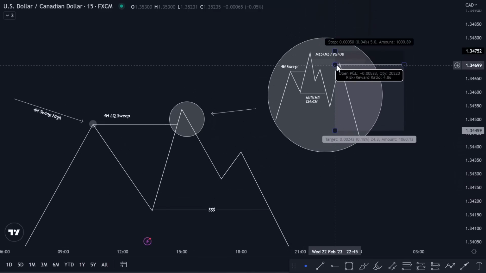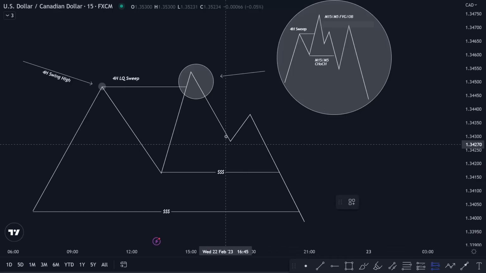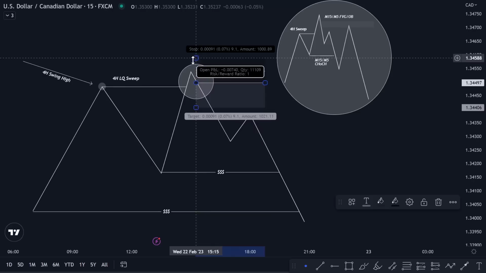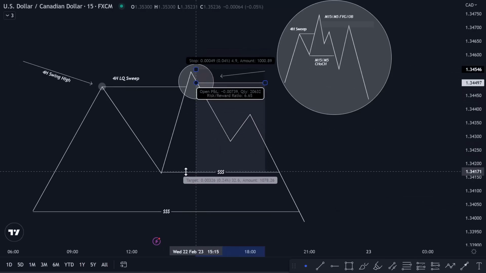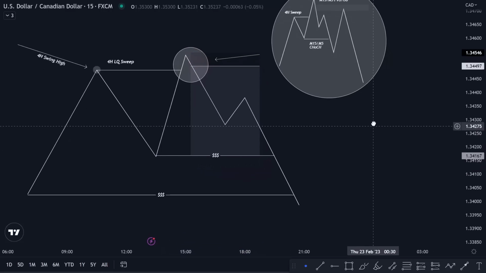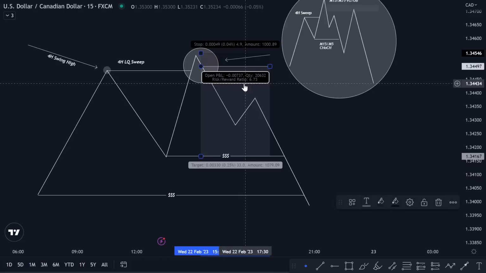So this is our model, and we're going to enter right here. On the 4 hours, it's going to seem like this. Going to enter here, stop loss just above here, and then targeting right here. So this is what it looks like on the 4 hour. Let's dive into some examples right now.